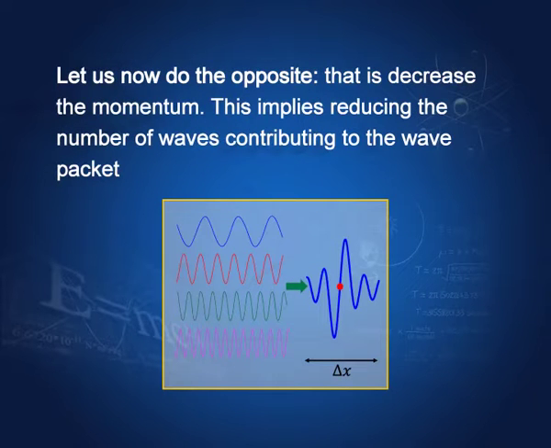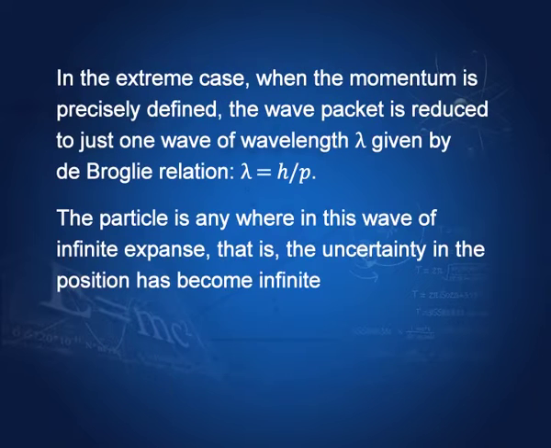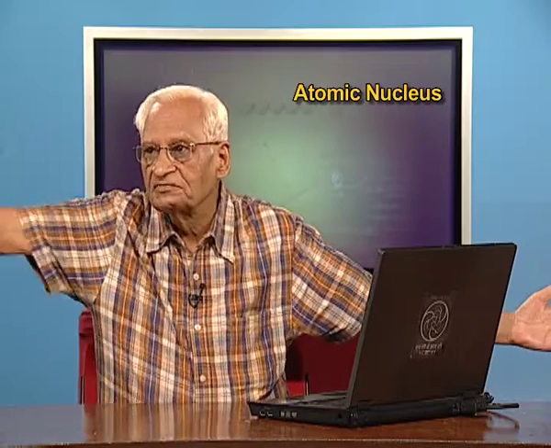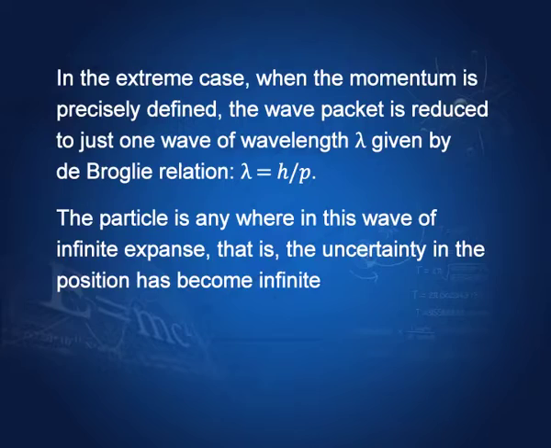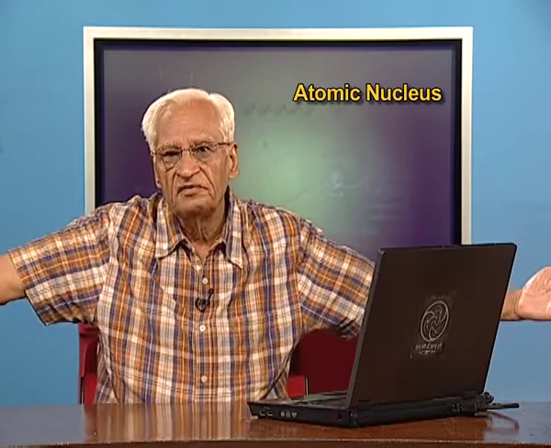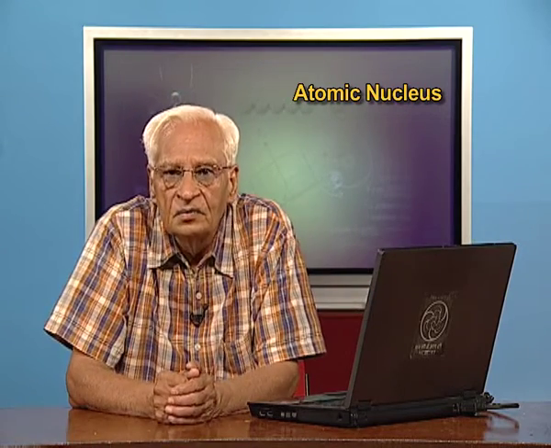Let us do the opposite now. Let us try to restrict the uncertainty in momentum and see what happens to the uncertainty in the position. In the extreme case, let us have only one wave, so that we know its momentum precisely. Then what is the uncertainty in the position? The uncertainty in the position becomes infinite, because this wave is infinite. So, if we try to reduce the uncertainty in momentum, we have large uncertainty in position.